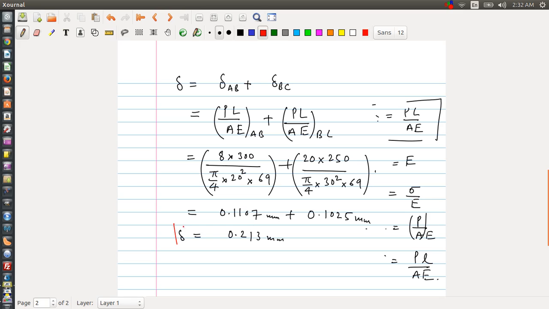So this is the net extension in the overall system, 0.213 mm. You have to be consistent with the units, and I will advise you to go along with Newton per mm square. Put dimensions and area of cross section in units of mm, and forces in newtons. That's okay, but if you consistently go with mm squared, you will end up with newtons per mm square, which is megapascal. So that will give you a little more ease in calculation.